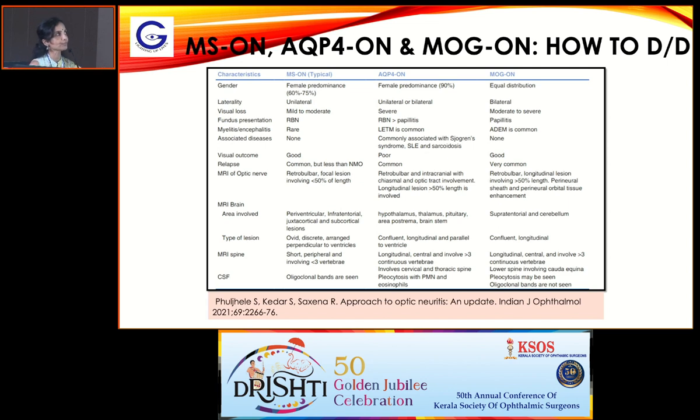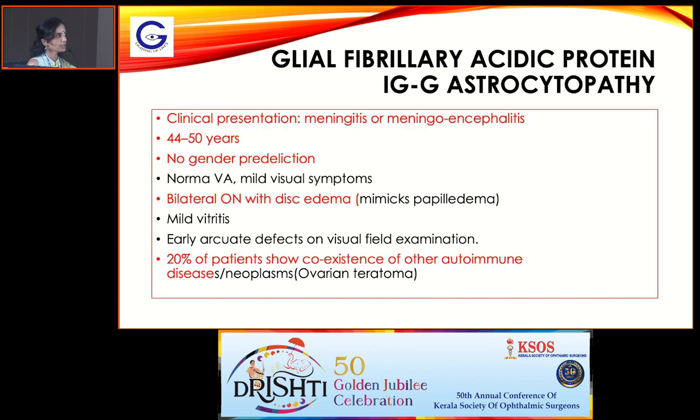So this is a beautiful table which I've taken from Saxena et al.'s article in IJO, which compares the different types of optic neuritis: MS optic neuritis, anti-aquaporin optic neuritis, and MOG optic neuritis. So a newer entity called glial fibrillary acidic protein IgG astrocytopathy has been described, and the antibodies are apparently detected in some patients, though I don't know whether we are doing it here in India.